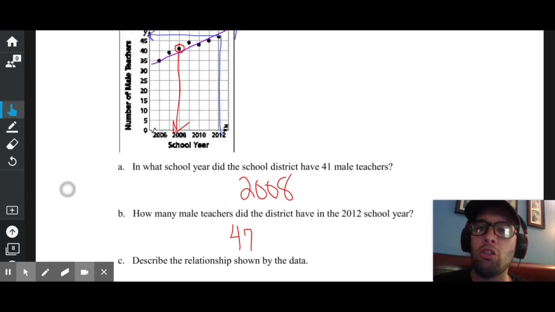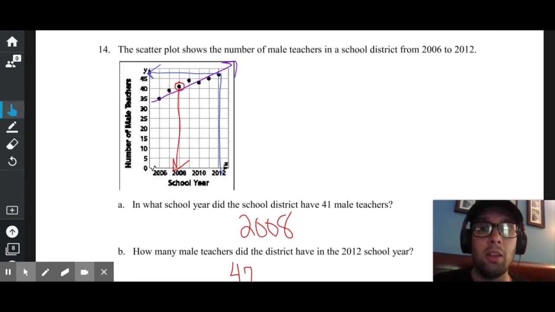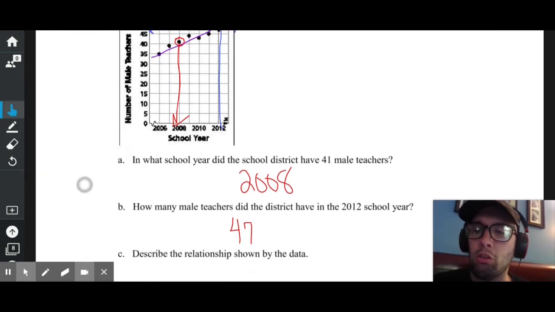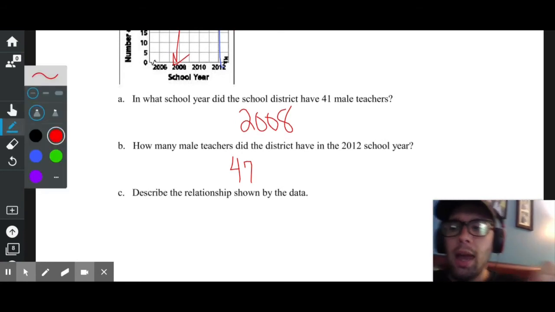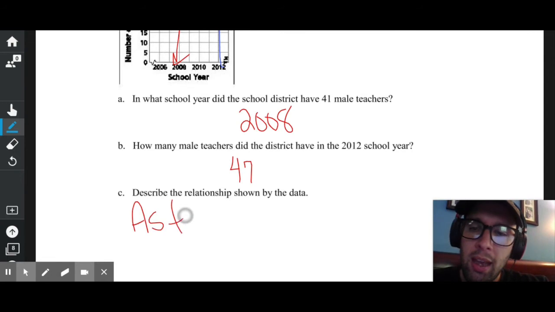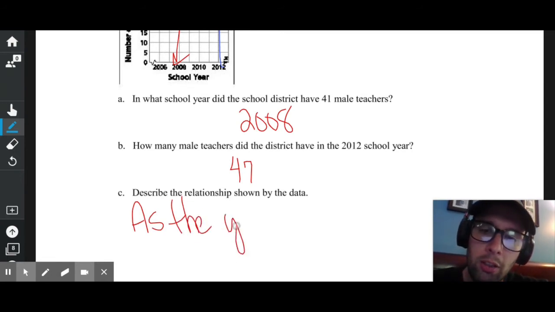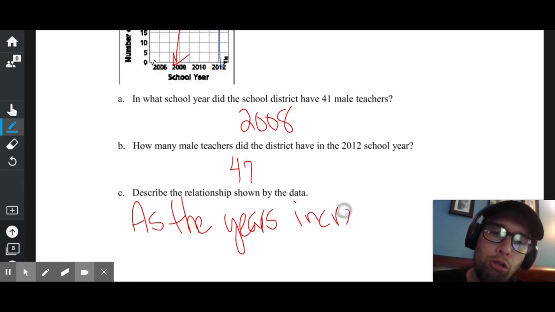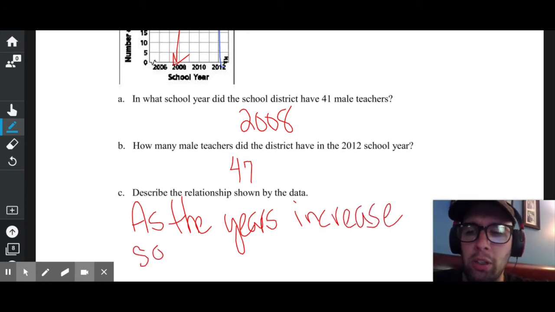Describe the relationship shown in the data. Well, it seems to me that this is a positive correlation, and as the years go on, more male teachers are hired. So that's how I'm going to describe it. As the years increase, so do the male teachers.